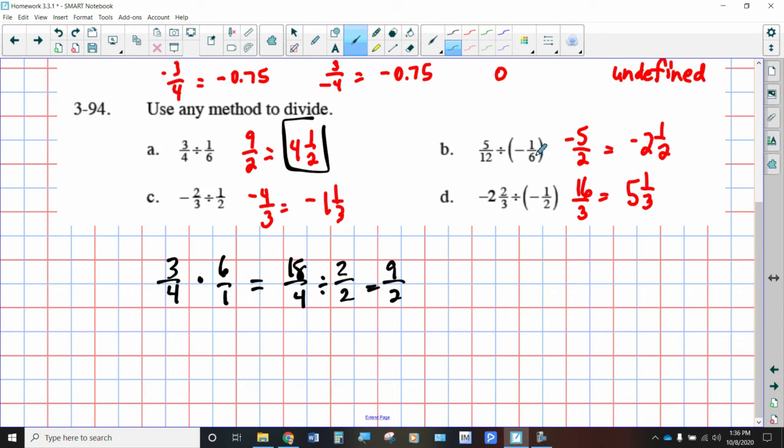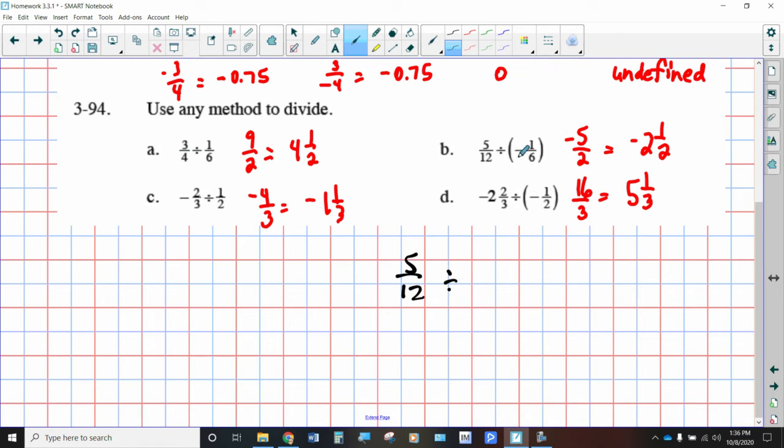How many 1/6 can you fit into 5/12? Well, it turns out it's 2.5 of them. But let's not draw the picture of that either. Let's just take 5/12, and maybe this time I will find a common denominator and change that. No.